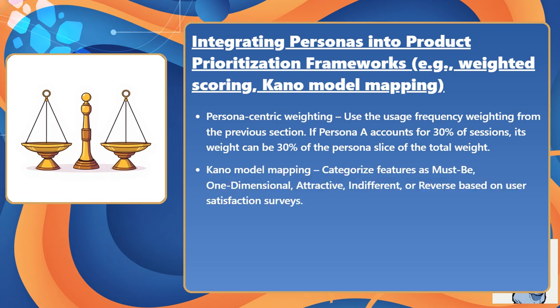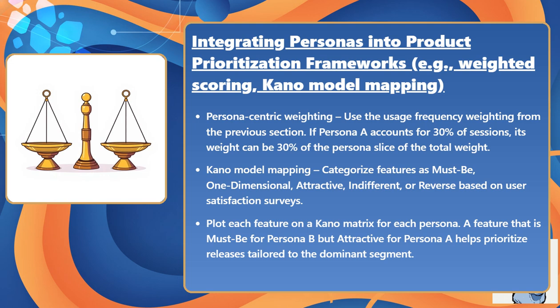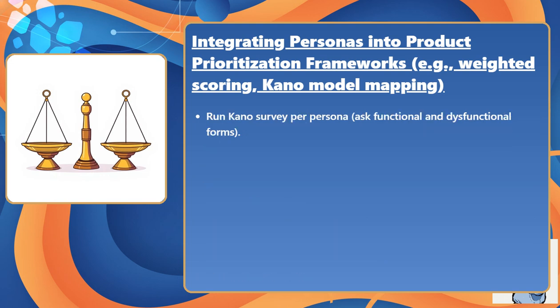Kano model mapping: categorize features as must-be, one-dimensional, attractive, indifferent, or reverse based on user satisfaction surveys. Plot each feature on a Kano matrix for each persona. A feature that is must-be for persona B but attractive for persona A helps prioritize releases tailored to the dominant segment. Combined workflow: run a Kano survey per persona, asking functional and dysfunctional forms.